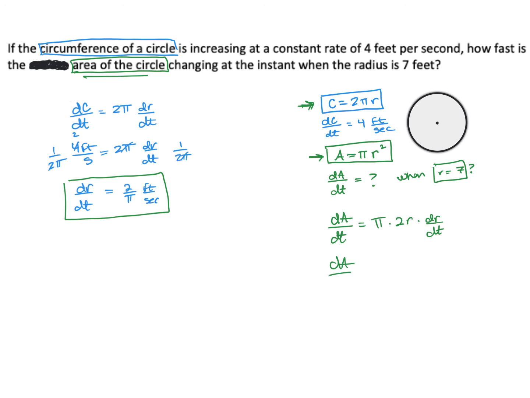So dA over dt equals 2 pi, and our radius was 7 feet, and our dr over dt is 2 over pi feet per second. So when you multiply that all together, you get dA over dt equals, so 2 times 2 is 4, and 4 times 7 is 28. Pi's cancel out, feet squared per second. So the area is changing at a rate of 28 feet squared per second.